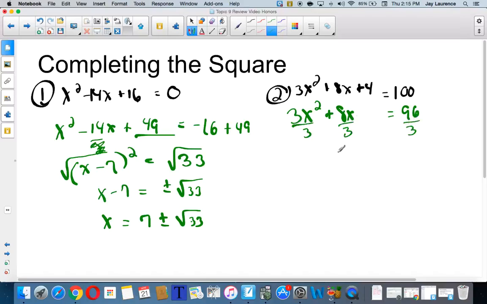Okay, and when I do, I'm going to get x squared plus 8/3. I'm not going to a calculator. I'm going to leave it as is, 8/3. I like 8/3. I'm not afraid of fractions. It's going to make my job easier.